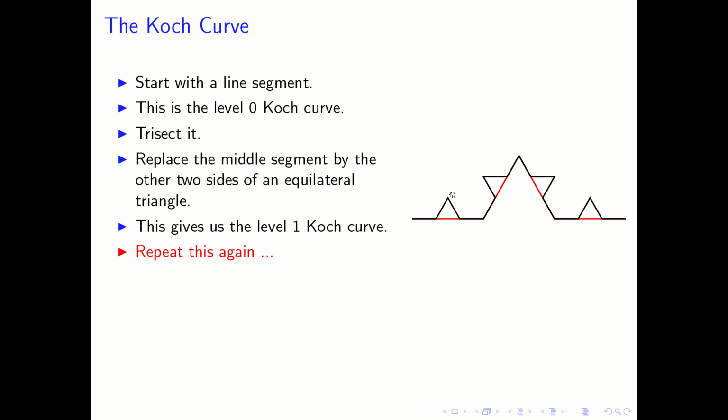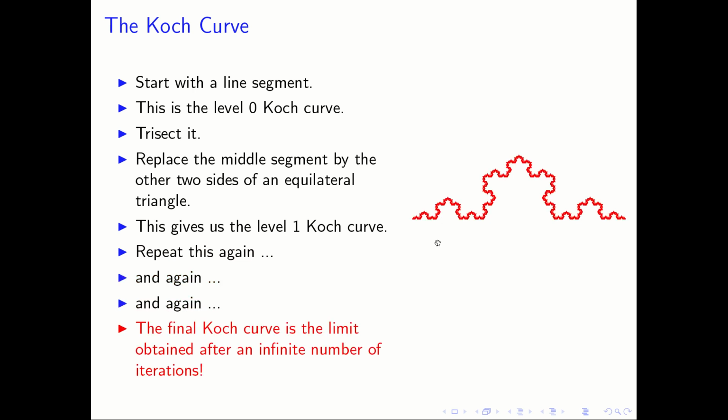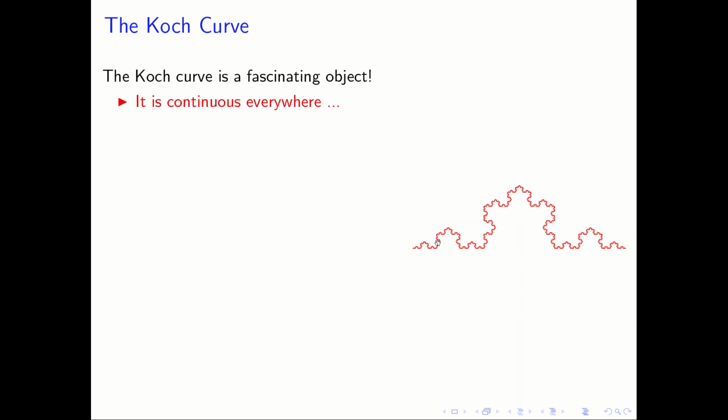But notice that as you go further and further down and repeat these iterations over and over again, what happens is that the corners keep on growing in number until in the final iteration there are corners everywhere. What that means is that this is a curve which is continuous everywhere but differentiable nowhere.